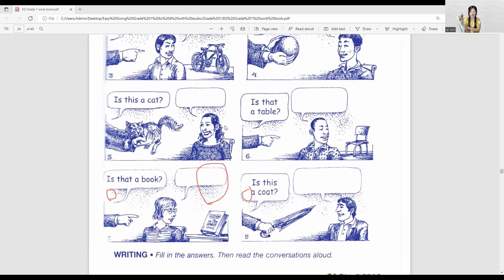So in the video, Easy Going, is this a book? Yes, it is. Is that a book? No, it isn't.